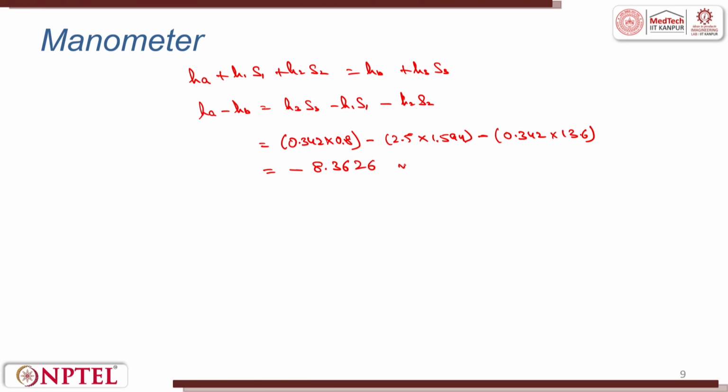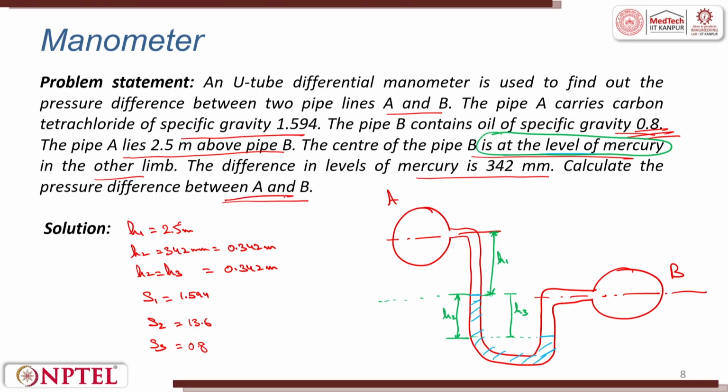This is the value, and I have to put it here, meters of water. So this is what they have asked, difference in the mercury level, calculate the pressure difference between A and B, that we have gotten. Now also we can calculate this pressure difference in the actual pressure terms, that is kilonewtons per meter square. That also could be calculated like we calculated in the previous numerical.